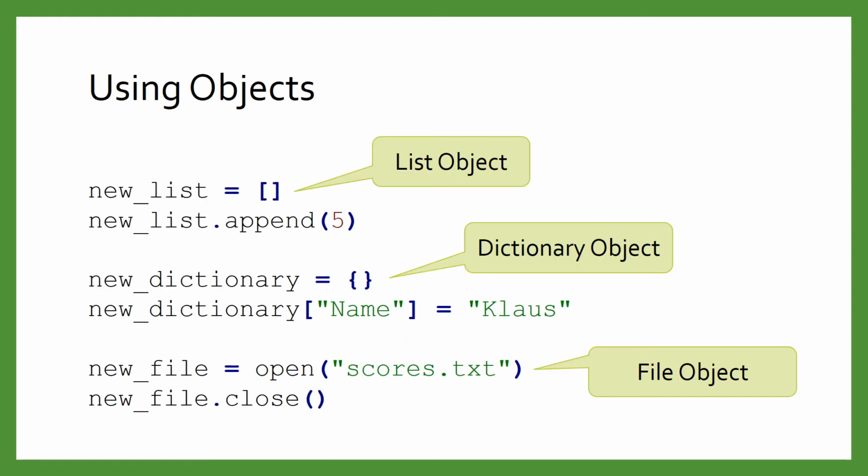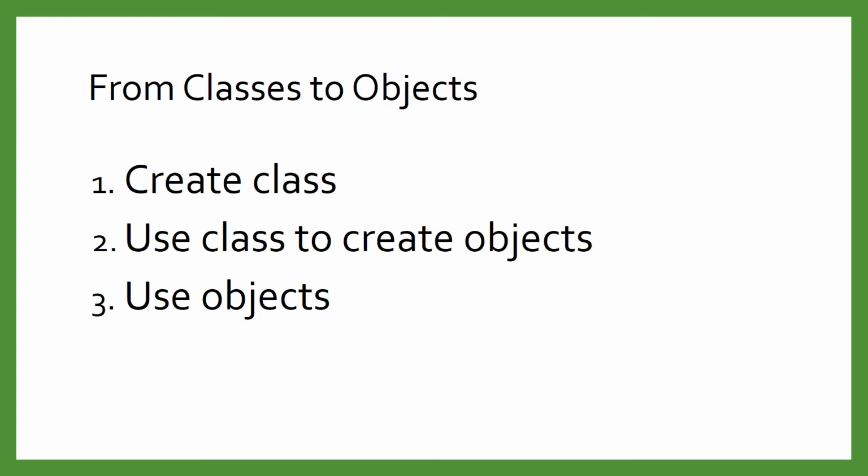We have been using objects for a while now, without even realizing it. When we create a new list or a new dictionary, these are actually objects. We create an instance of a list, and then we append elements to it. Create a new dictionary, and then we add keys and values to it. Or when we open a file and we get a file object, which we can then close later. The important recurring idea here is that we create an object and then we use it.